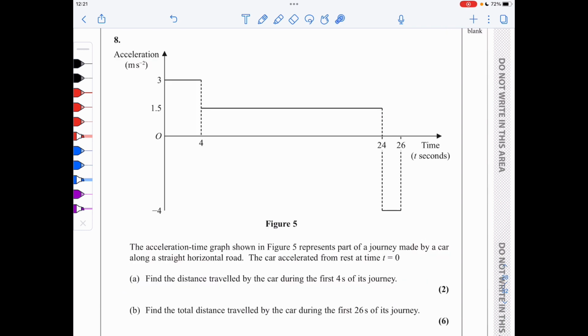In question 8, we are being given the acceleration-time graph for a journey made by a car along a straight horizontal road, and we need to find the distance traveled by the car during the first 4 seconds of its journey. Now notice that over the first 4 seconds, we've got a constant acceleration of 3 meters per square second, and therefore we can use the SUVAT formulae.